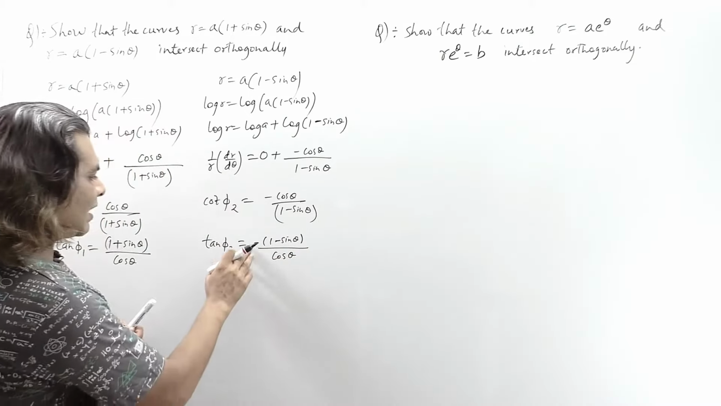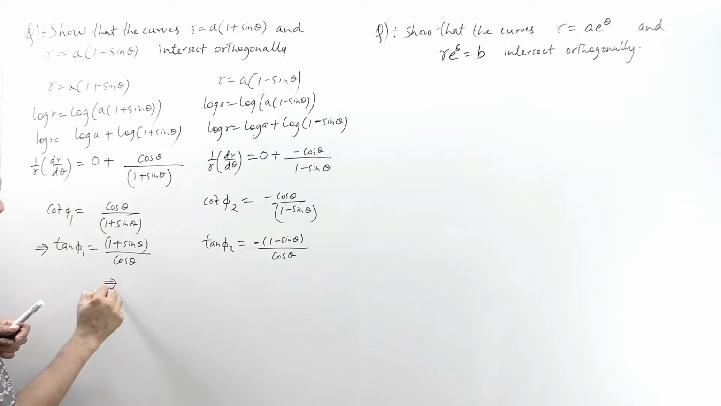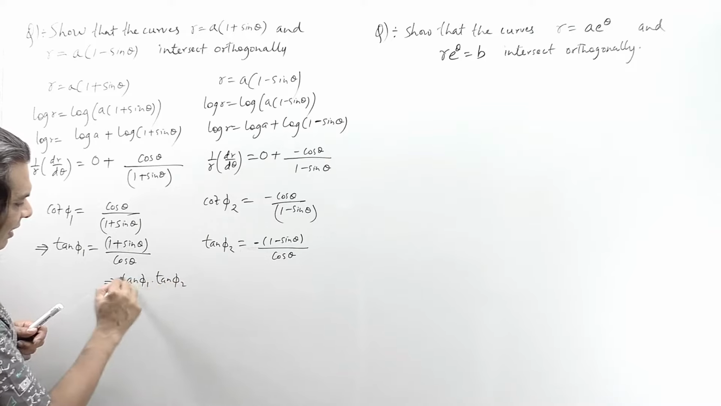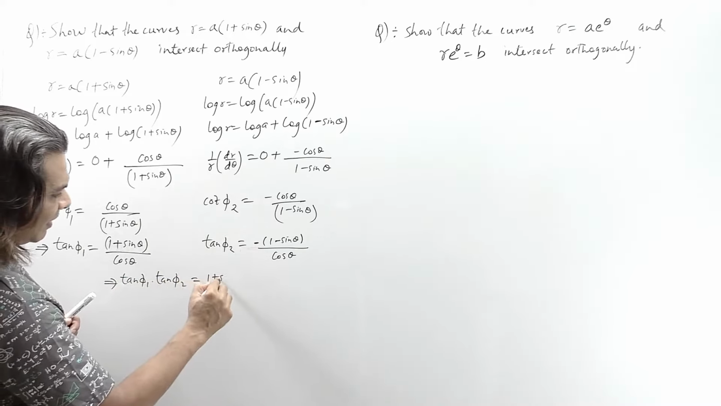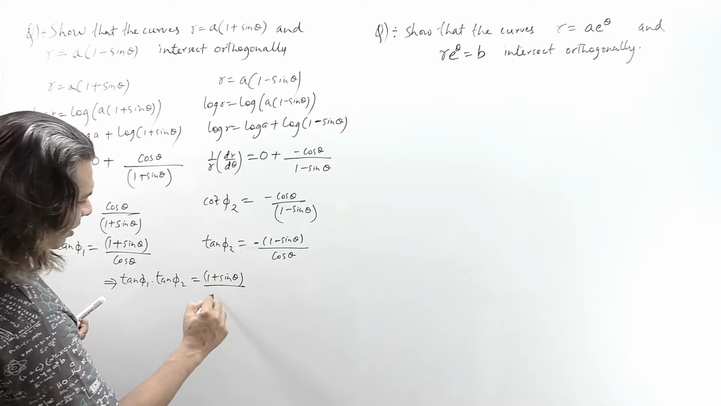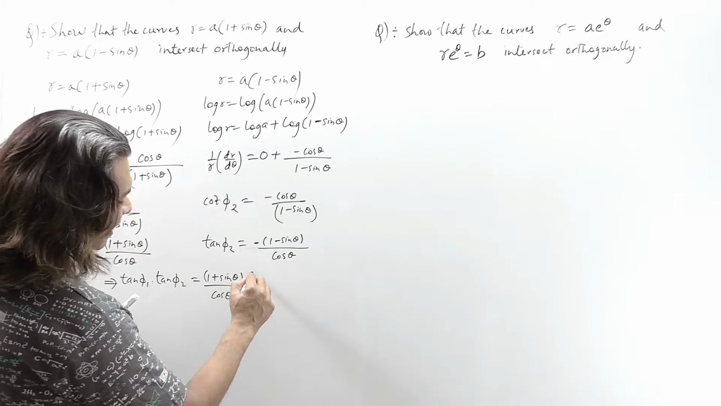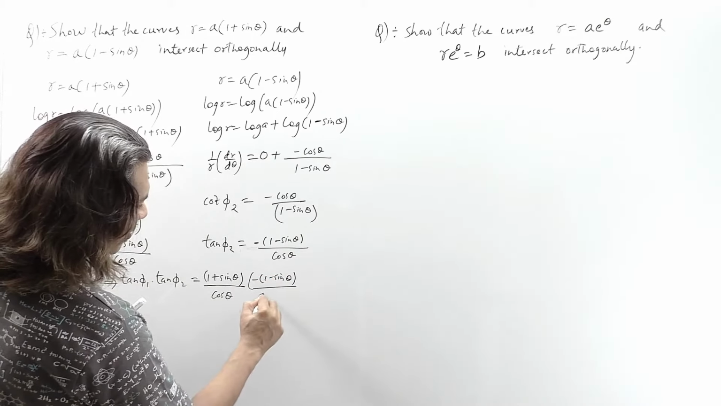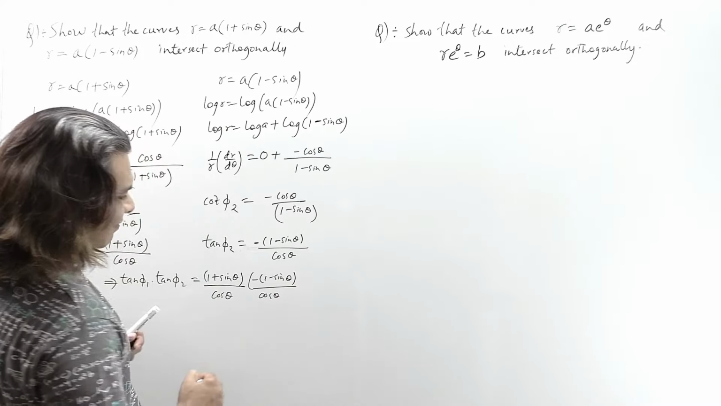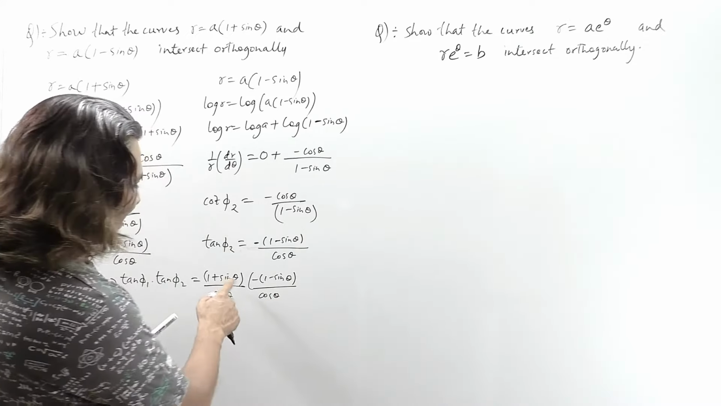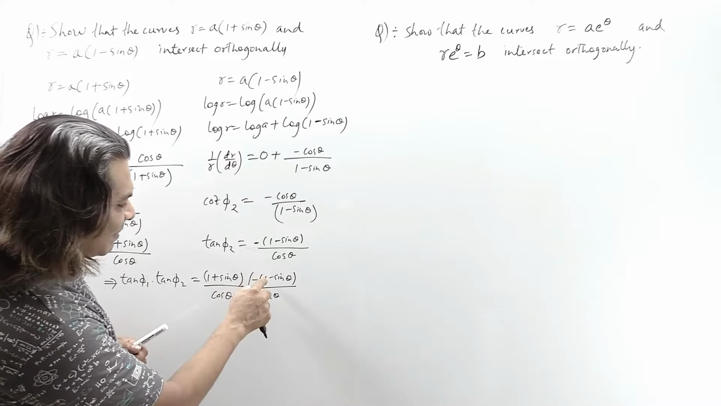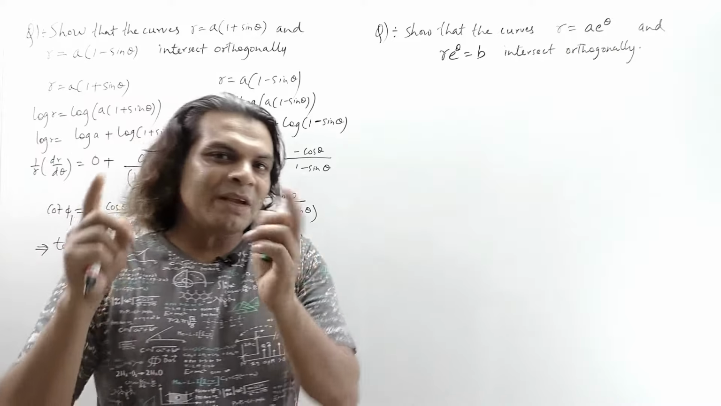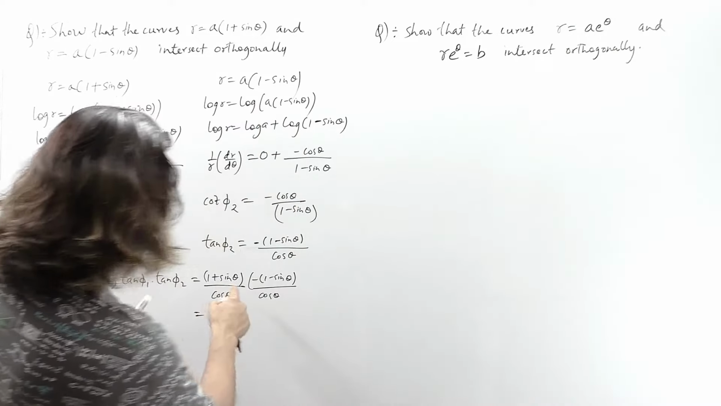Now what I'll do, I'll simply multiply it. That implies tan of phi 1 into tan of phi 2 is equal to 1 plus sine theta upon cos theta into minus 1 minus sine theta upon cos theta. Fine. That means, what is this? 1 a plus b, a minus b, this will be minus outside as it is. a plus b, a minus b is a square minus b square. So 1 plus sine theta into 1 minus.